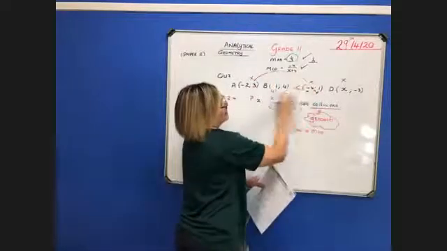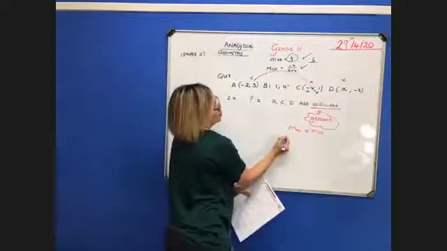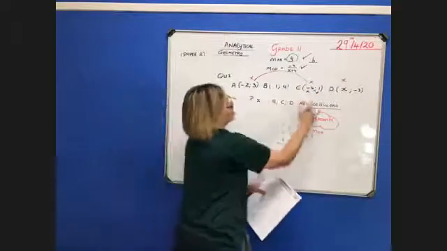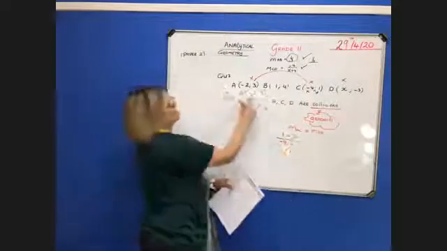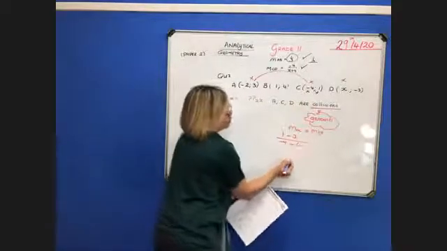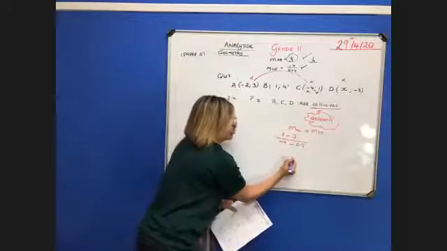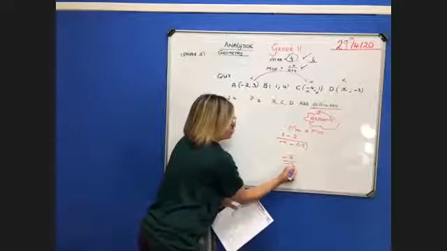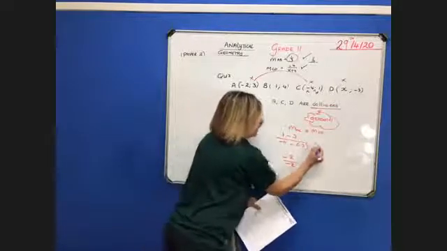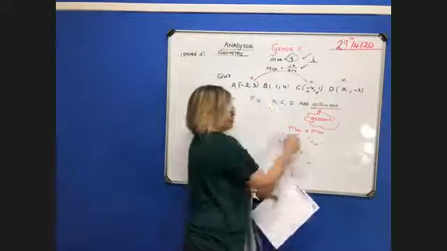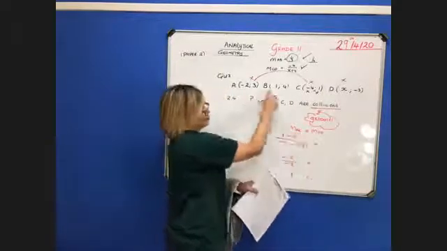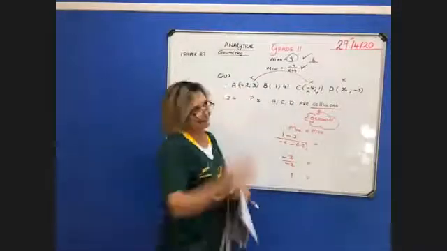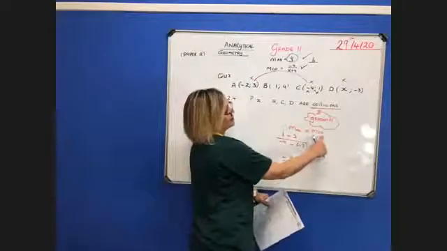So just get the gradient of AC, which is 1 minus 3 over negative 4 minus 2. If I neaten that up, I get negative 2 over minus 4 plus 2, which is negative 2 over negative 2, which is positive 1. Now, because they're collinear, this gradient of AC, which is 1, by the way, we did that in question 2.1, would equal the gradient of CD.